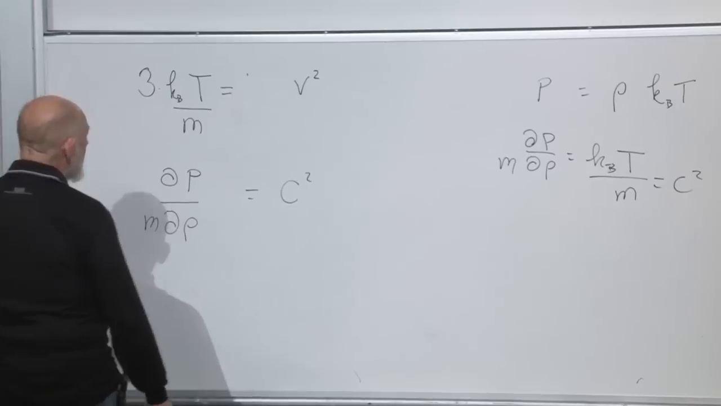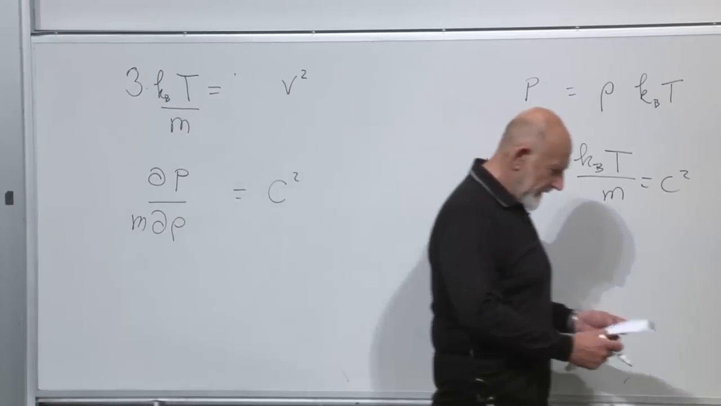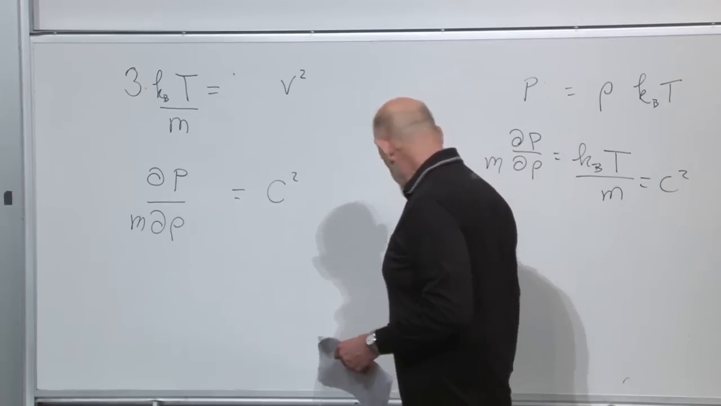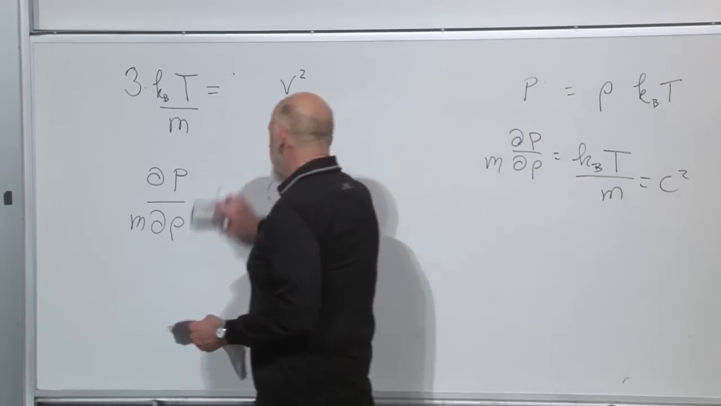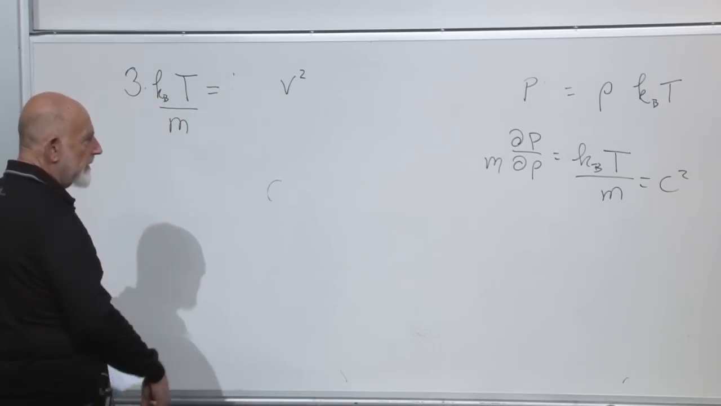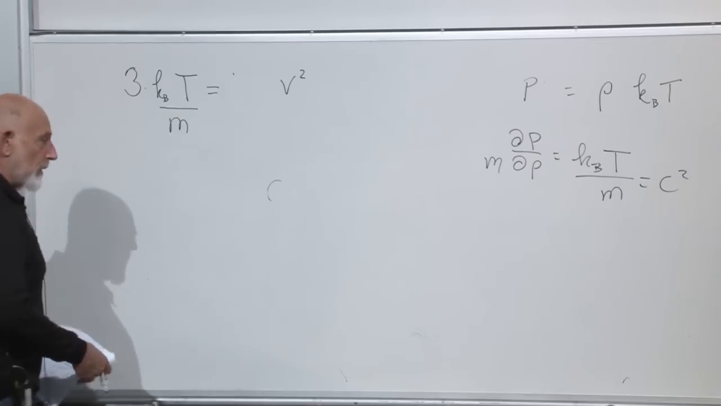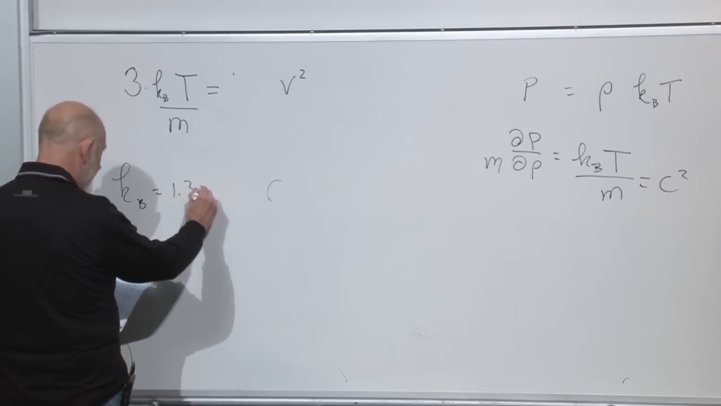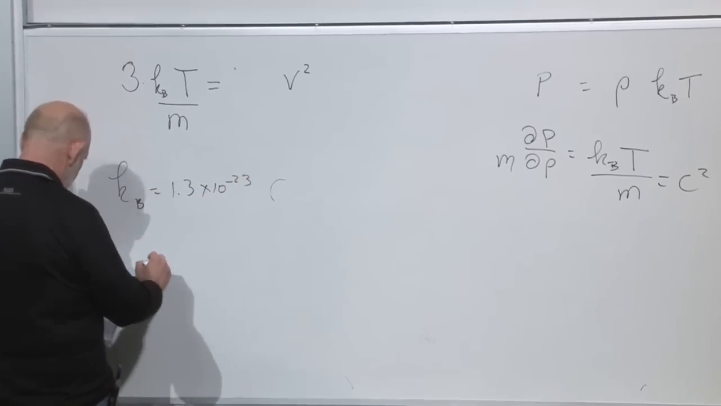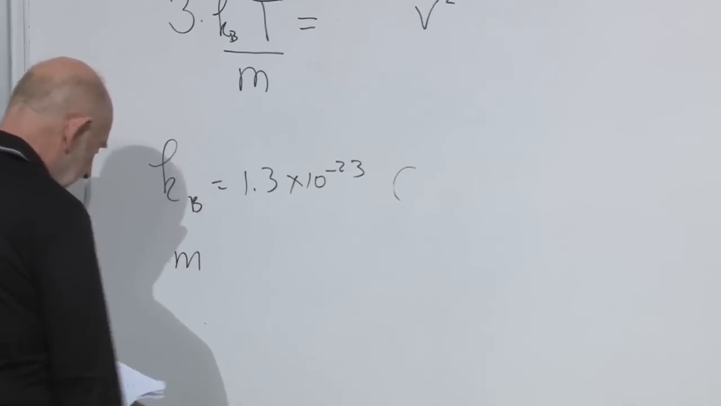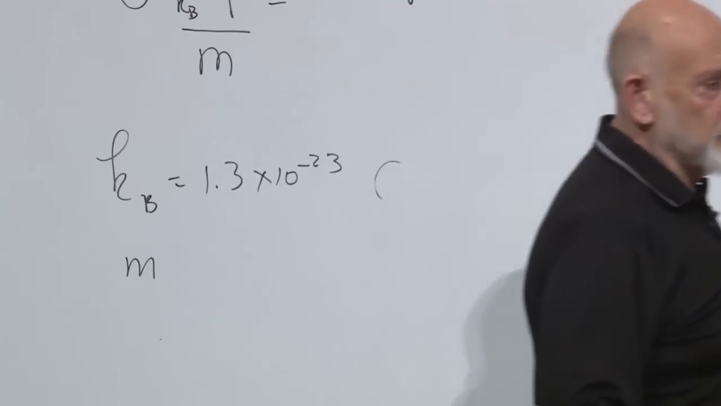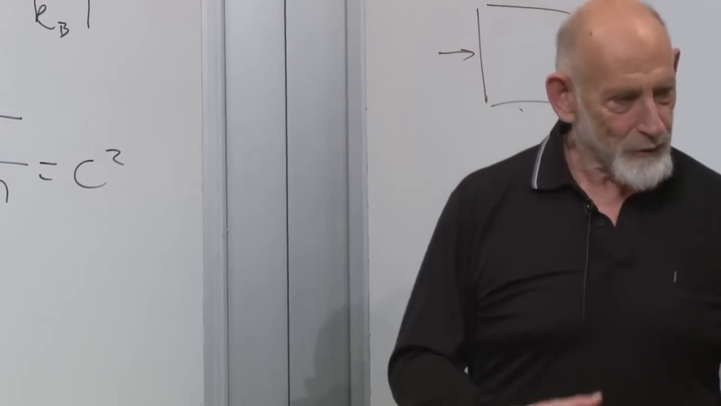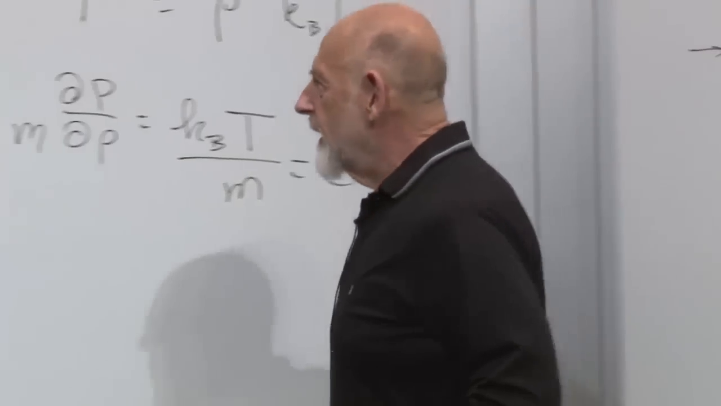Let's work it out for the air. I have some numbers written down. Let's use this formula. You just stick in some numbers, either formula. The velocity will be the same to within a factor of 1.7 or whatever it is. All right, so if you stick in K Boltzmann equals 1.3 times 10 to the minus 23rd. The mass, what about the mass of an air molecule? Air molecules are mostly made out of nitrogen, and nitrogen is one of these diatomic molecules, two atoms, all right?